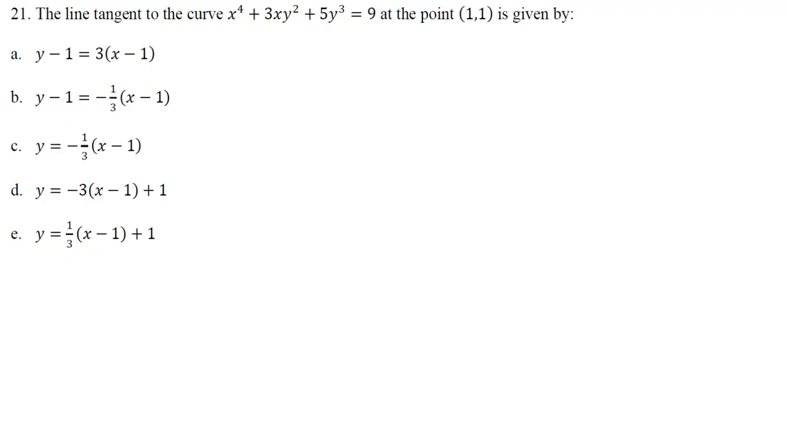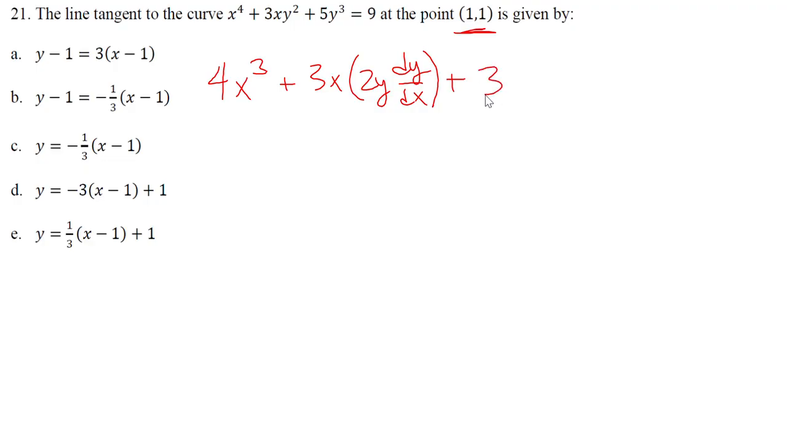For the next one here, number 21, we're looking at the tangent line to this implicitly defined curve at the point (1, 1). So in order to write the equation of a tangent line, we need a point and a slope. We're already given the point, so we just need to find the slope by implicit differentiation. So the derivative of x to the 4th is 4x cubed. For the derivative of 3xy squared, we'll need to use the product rule, so that'll be 3x times the derivative of y squared, which is 2y dy/dx, plus the derivative of 3x, which is 3 times y squared.